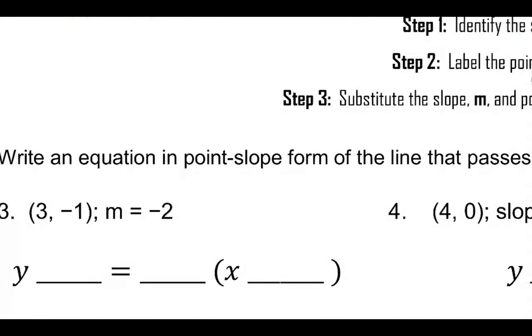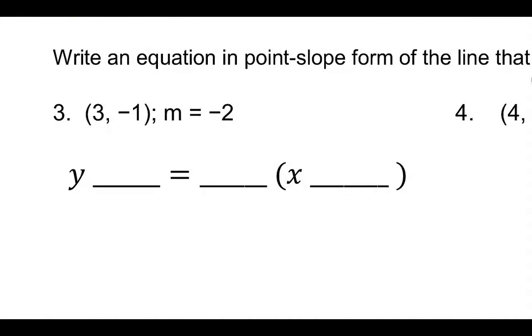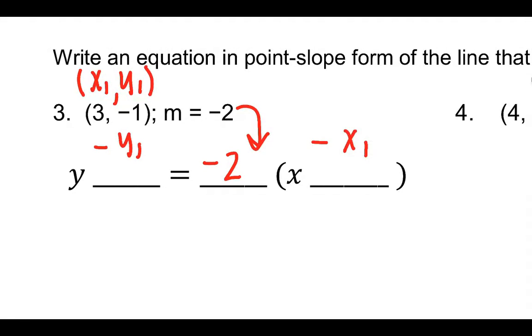So let's look at number 3. My slope is -2, and that always goes next to my parentheses. So I'm going to put -2 here. That was step one. Step number two was to label my points. So here's my x1 and my y1. So I have y minus y1 and x minus x1.